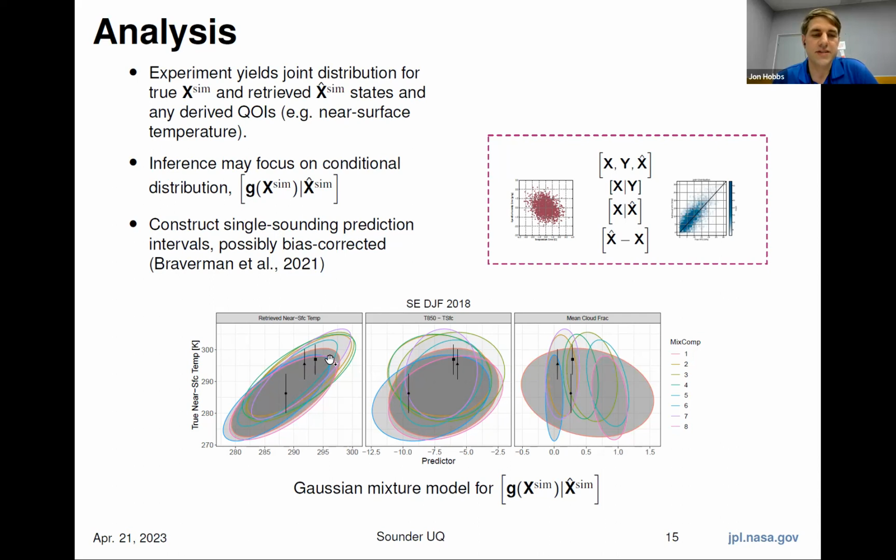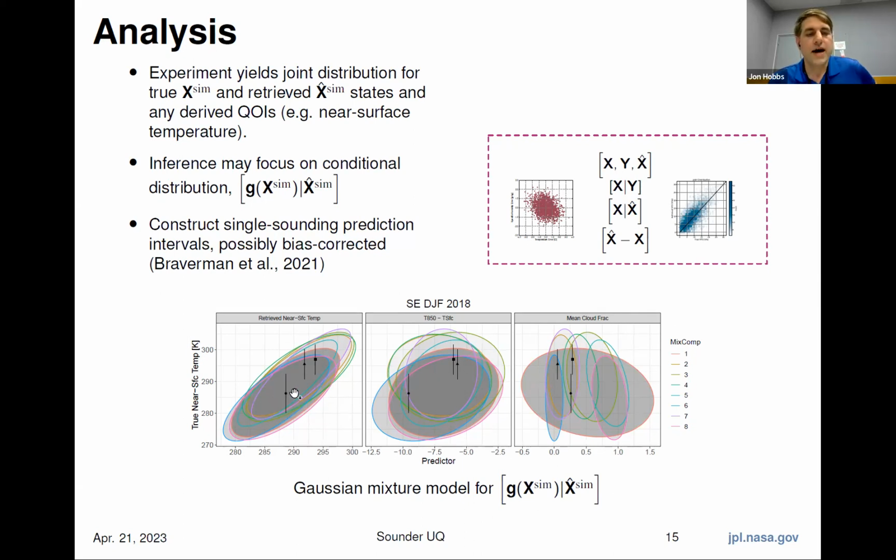The left panel is interesting because what we're showing there is that we actually get a retrieved near surface temperature out of the retrieval. So this is the joint distribution of the true and retrieved near surface temperature. This procedure can effectively attempt to bias correct that retrieved near surface temperature. And then we also incorporate some additional dependence on other characteristics of the retrieval.